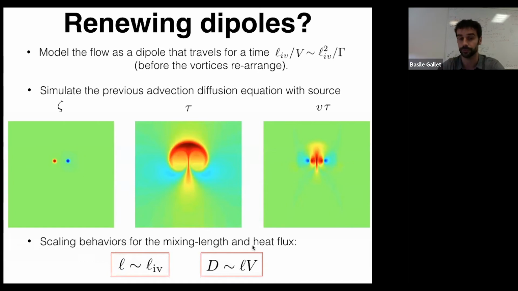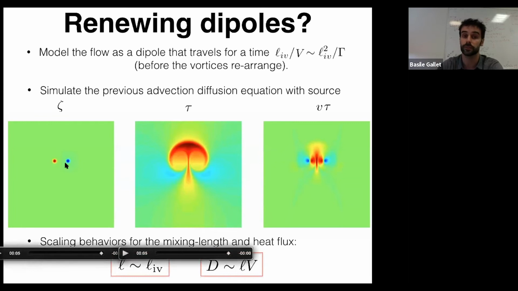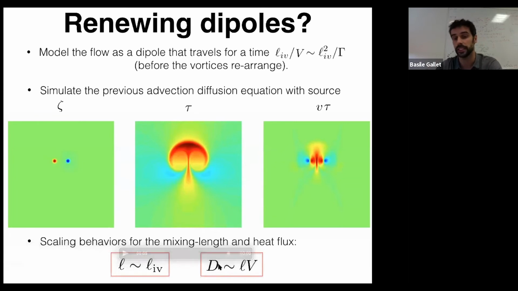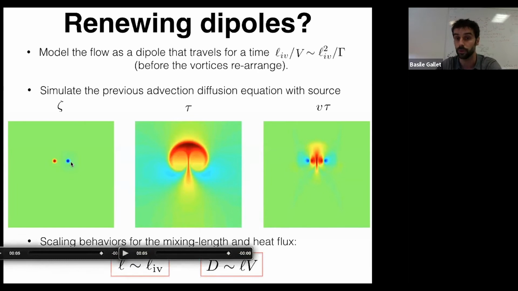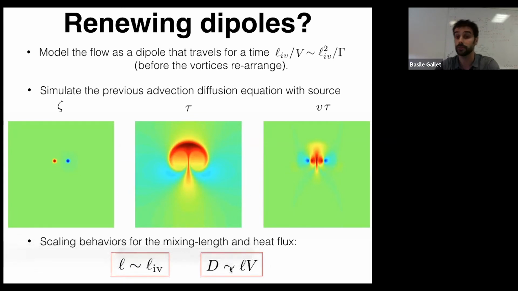heat transport. And you get that the mixing length is directly proportional to the intervortex distance. You get that the heat flux, so the diffusivity, is proportional to the intervortex distance times the velocity at which the two vortex cores move because of mutual induction. Okay, so I have two relations already, and I need four, I told you.